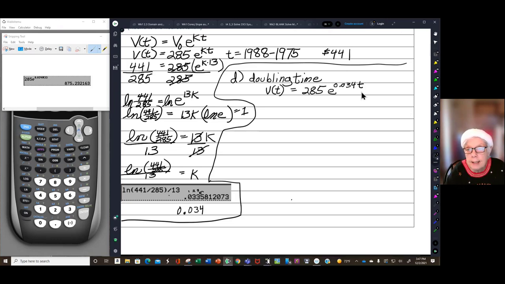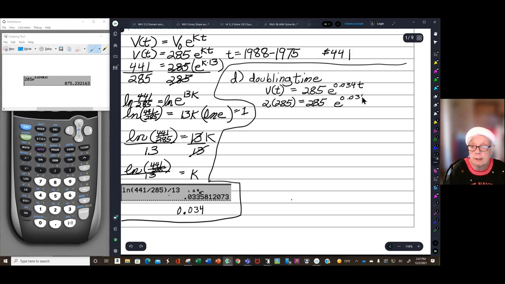Doubling time. That's the time it will take for this value after time to be 2 times the 285, which is our initial value. So 2 times 285 equals 285 times e to the 0.034t. And I divide both sides by the number in front of e, that's 285. I'm left with a 2 on the left, and on the right, e to the 0.034t.